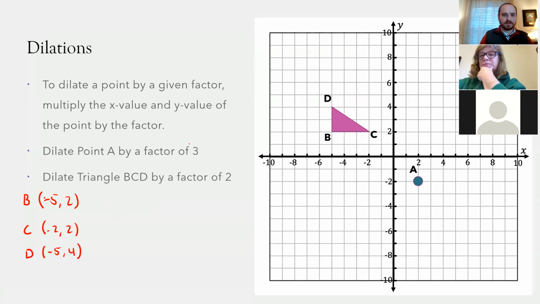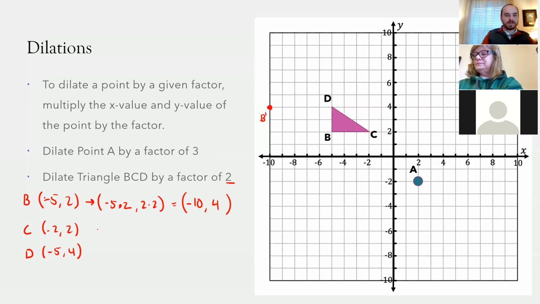So starting with point B, I'll go over point B and point C, and then I'll let you guys try point D. So we're going to start by taking our x value, multiplying it by our factor, which in this case is 2. So we have -5 times 2, comma, and then we take our y value, which is 2 times 2. -5 times 2 is -10, and 2 times 2 is 4. So our new point, B prime, is going to be at (-10, 4). So that's right here.